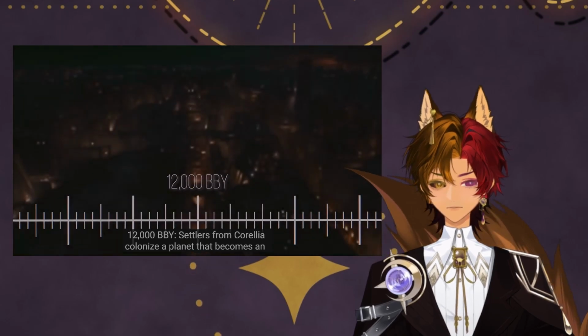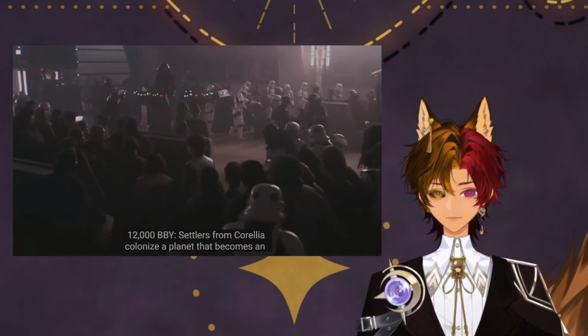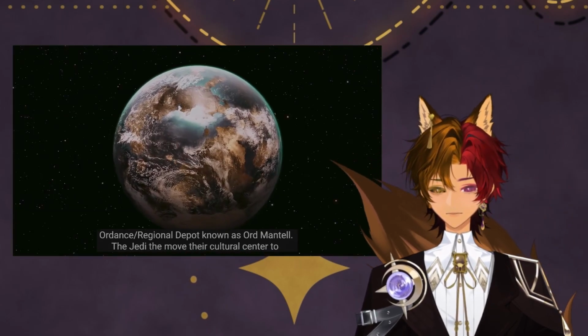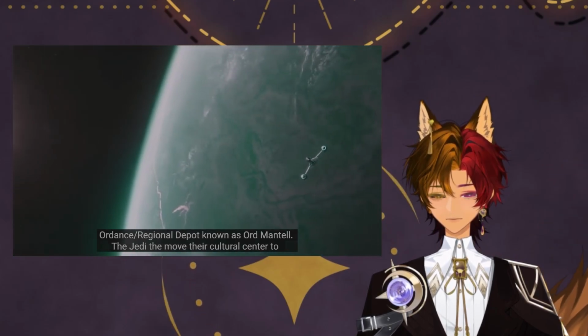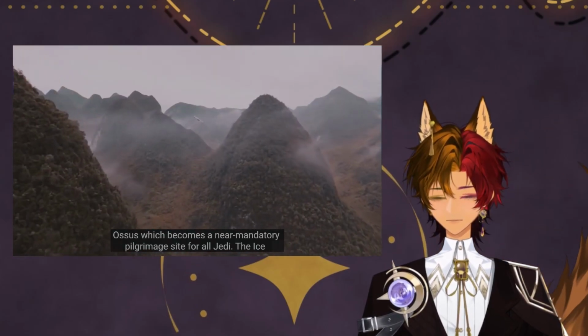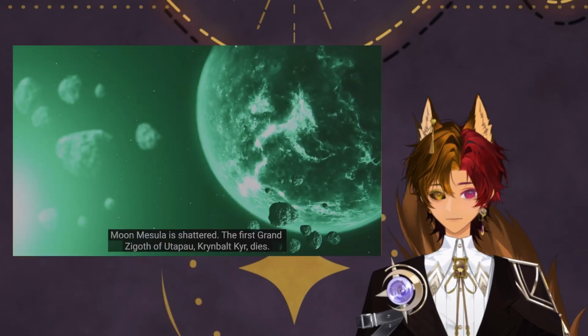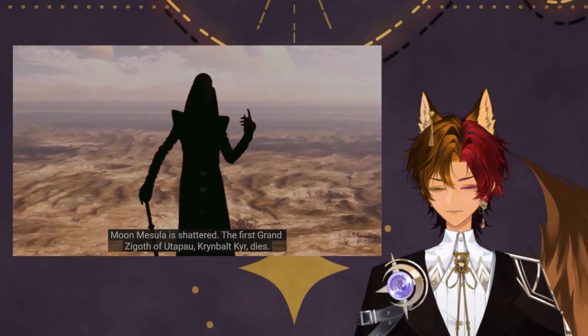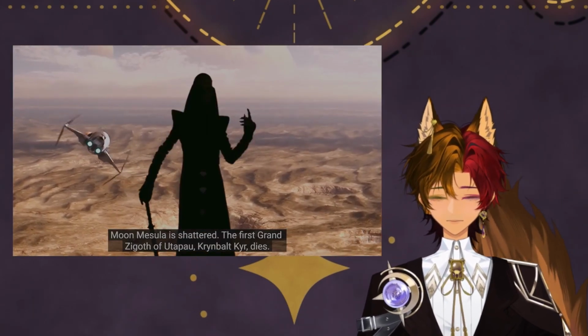12,000 BBY. Settlers from Corellia colonize a planet that becomes an ordnance regional depot known as Ord Mantell. The Jedi move their cultural center to Ossus, which becomes a near-mandatory pilgrimage site for all Jedi. The ice moon Mesula is shattered. The first Grand Zagoth of Utapau, Crinbald Kyr, dies.